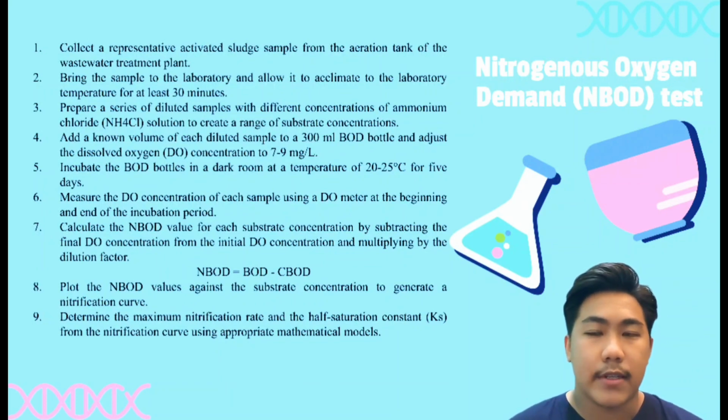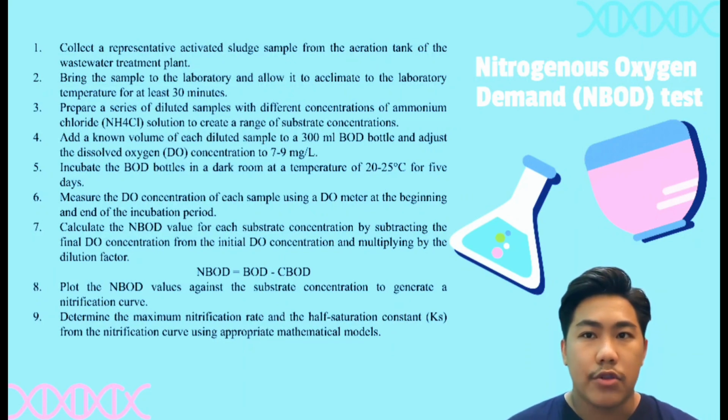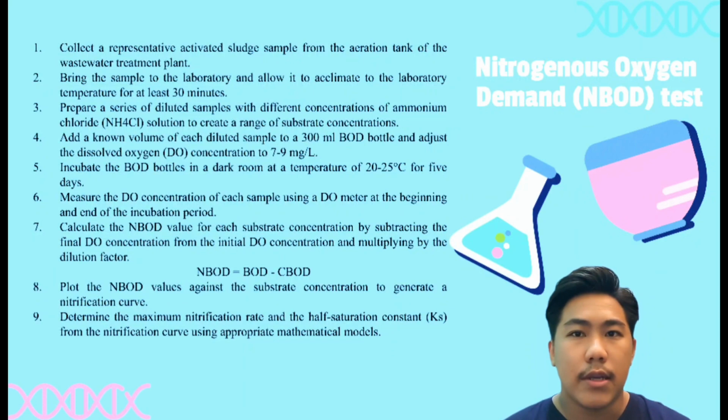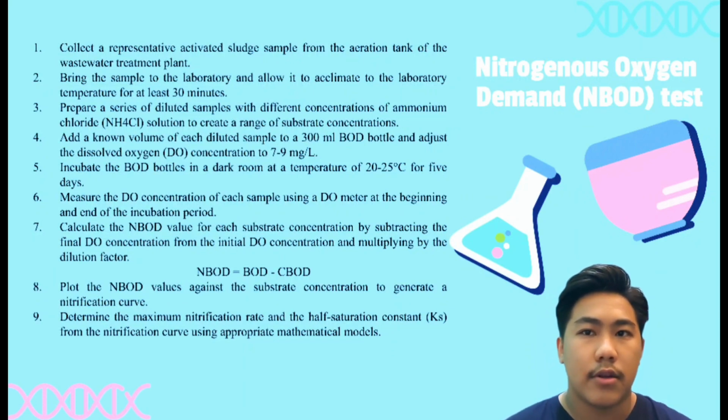First, collect a representative activated sludge sample from an aeration tank of the wastewater treatment plant. Bring the sample to the laboratory and allow it to acclimate to the laboratory temperature for at least 30 minutes. Prepare a series of diluted samples with different concentrations of ammonium chloride solution to create a range of substrate concentrations. Add a known volume of each diluted sample to a 300 ml BOD bottle and adjust the dissolved oxygen concentration to 7 to 9 mg per liter.